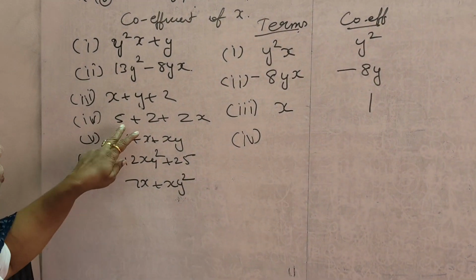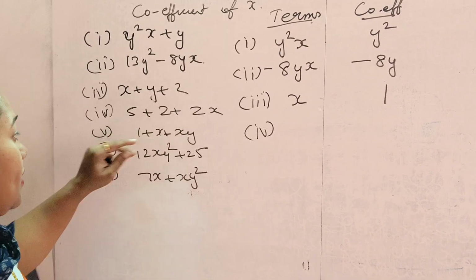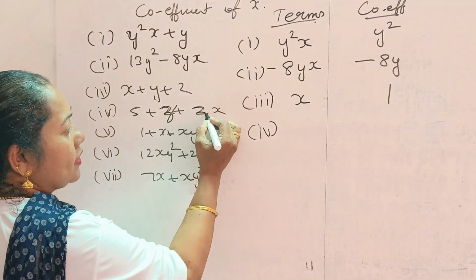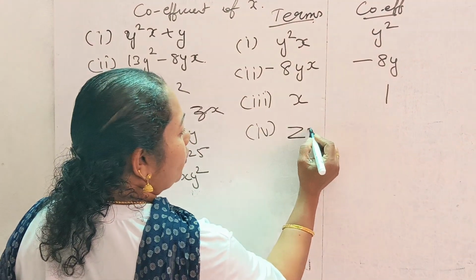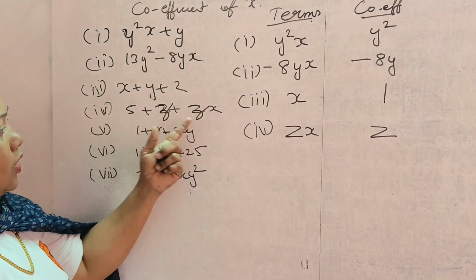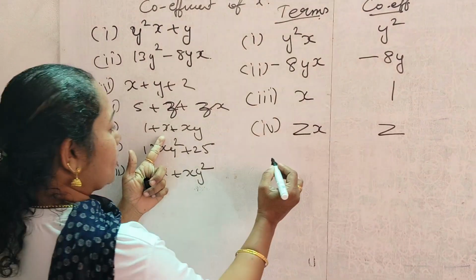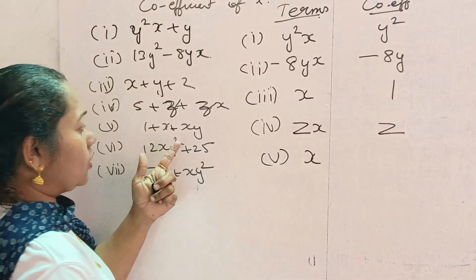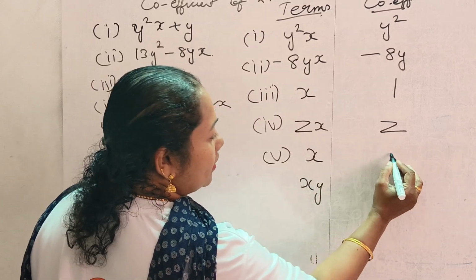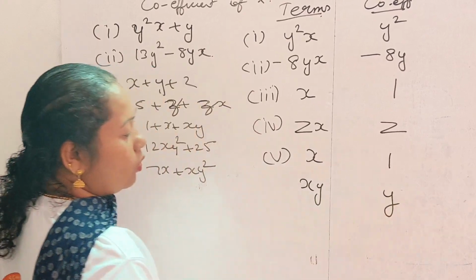Now in question number 4, 5 is one of the terms which you don't have to consider because there is no x. In z also there is no x. In the next one, zx, there is x, so we have to consider zx, and the coefficient is z. Now in this case, 1 has no x. The second one is x, so we have to take x as one of the terms. And the next one is xy, so that also we have to consider. In this case the coefficient is 1, and in this case the coefficient is y.